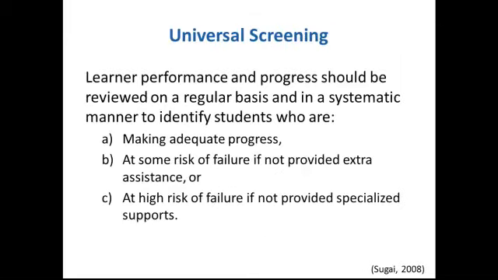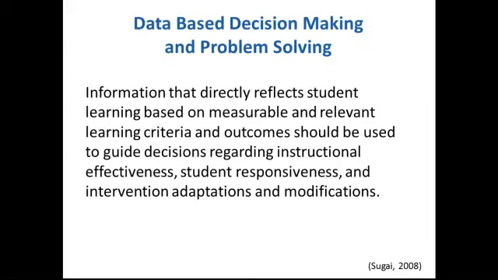The first critical feature, universal screening, allows us to look at a student's performance and progress on a regular basis. Many times it's 3 times a year. And we do this in a really systematic manner so that we're able to identify students who are making adequate progress, those who are at some risk of failure if not provided with any extra assistance, and those who are at high risk for failure if they're not provided any specialized support.